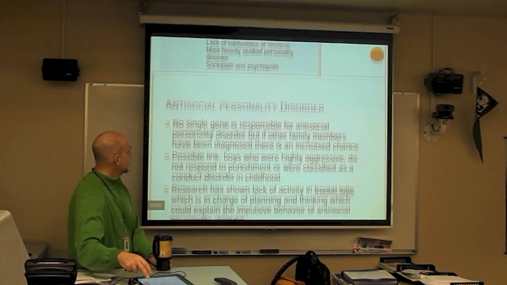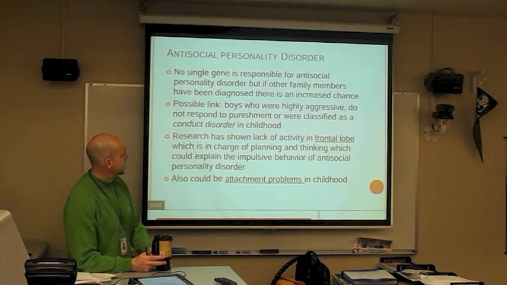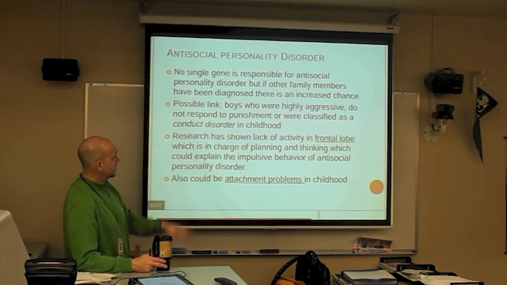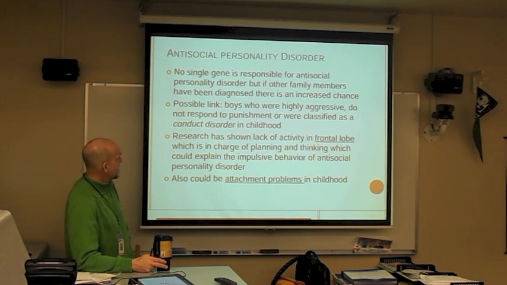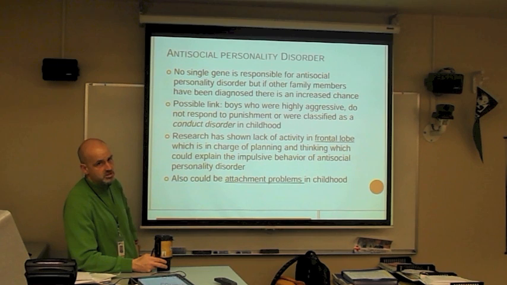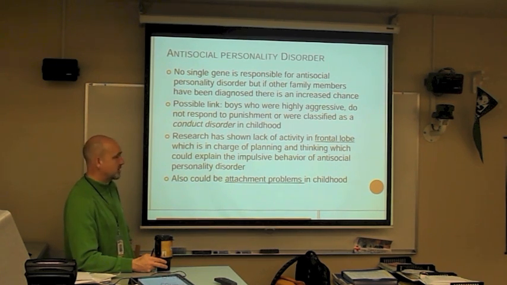Now, in terms of a little bit more detail on antisocial personality disorder, there's no single gene responsible for it, but other family members may have been diagnosed. In other words, it runs in the family more of their behavior. Now, the possible link: boys who were highly aggressive, do not respond to punishment, or were classified as conduct disorder in childhood. In other words, the troublemaker. There could be a correlation. But again, correlation is just a possible relationship. It doesn't mean direct cause and effect.